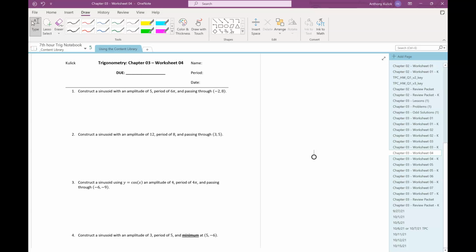Number 3 has a lot of points to it. Well, no, it doesn't. 3 is the one tricky one where I'm forcing you to use the function you wouldn't really want to use. I would prefer to use sine on this one, but I'm telling you, you have to use cosine, so it makes it a little bit harder than it needs to be. Let's do number 2 then.